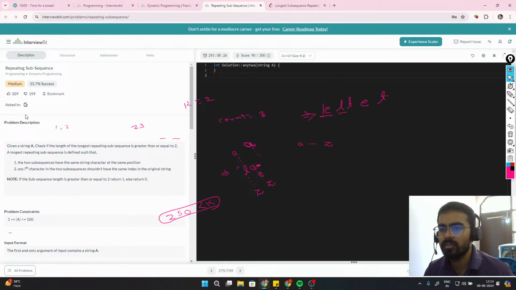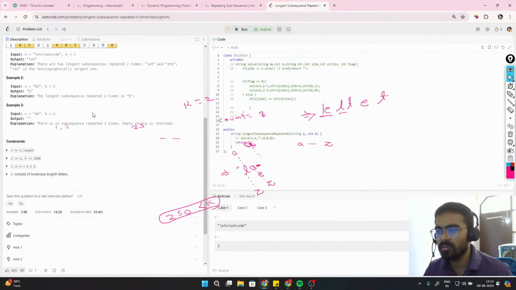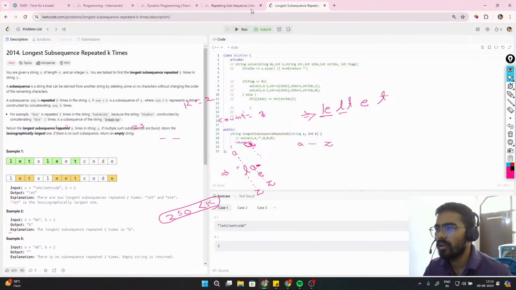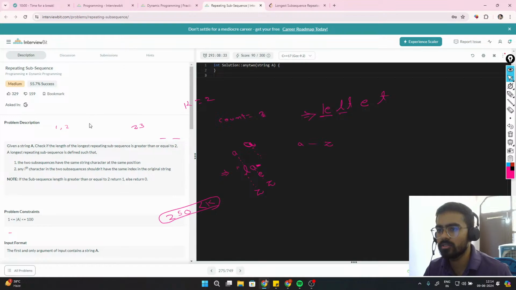Nice. So this is a good question. This is also a good question. If I can solve this, I'll be able to solve this also. This is just a subset of this part.